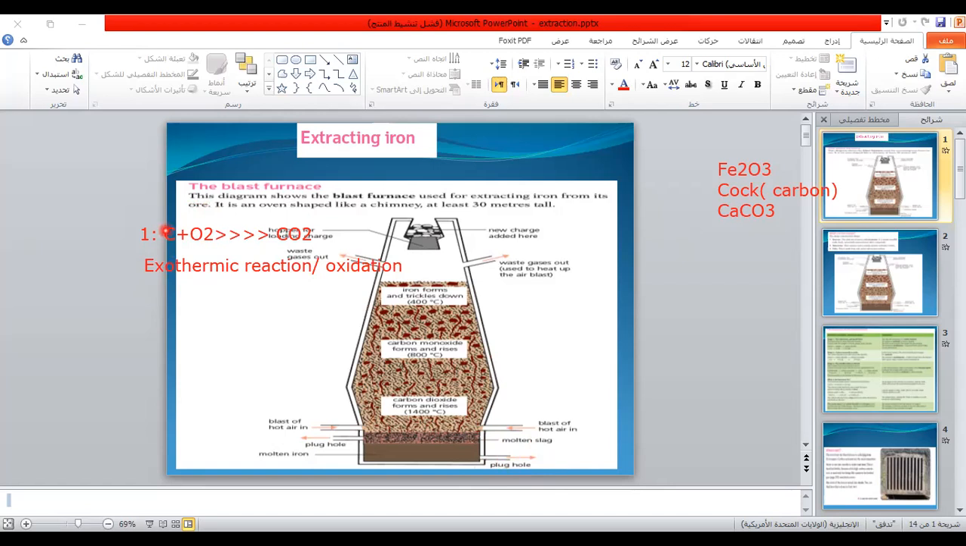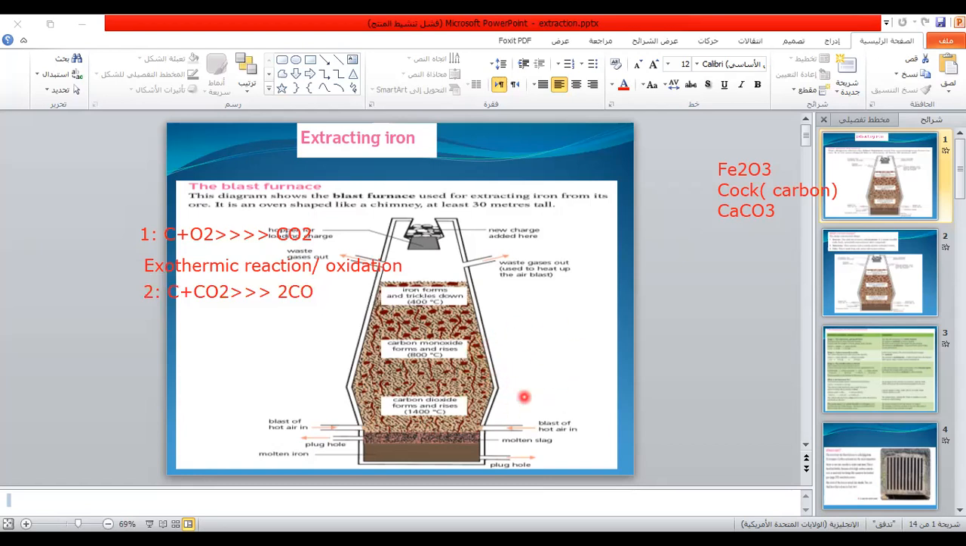Why is this reaction an oxidation reaction? Because here carbon gains oxygen, and carbon is converted to carbon dioxide. So this is an oxidation process. I'm still adding carbon from the top of the blast furnace. So equation number 2: carbon will react with carbon dioxide, CO2, to form 2CO, which is carbon monoxide.